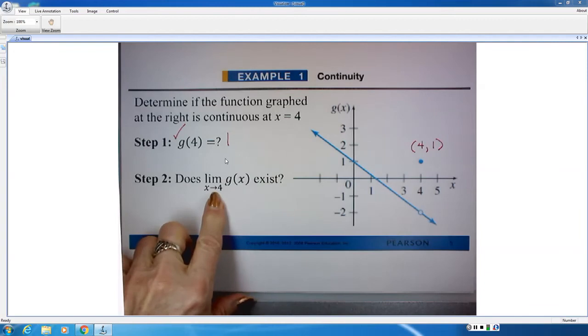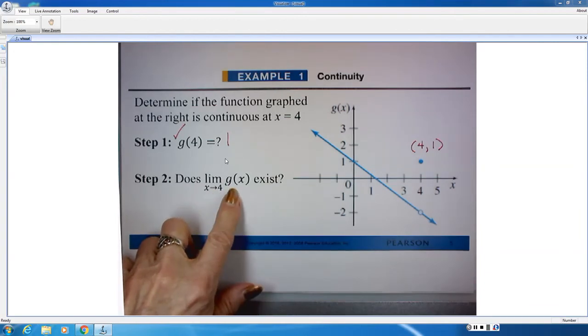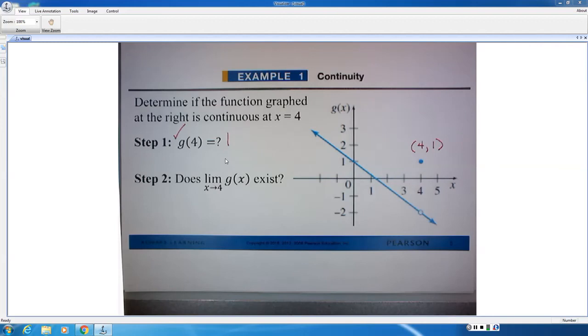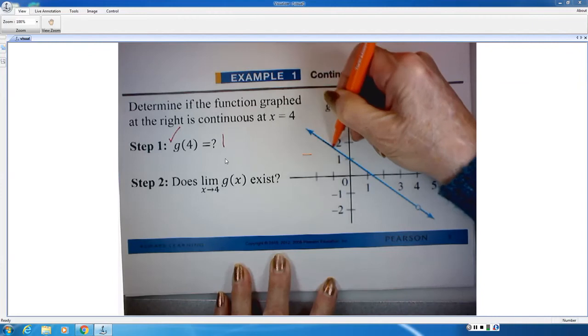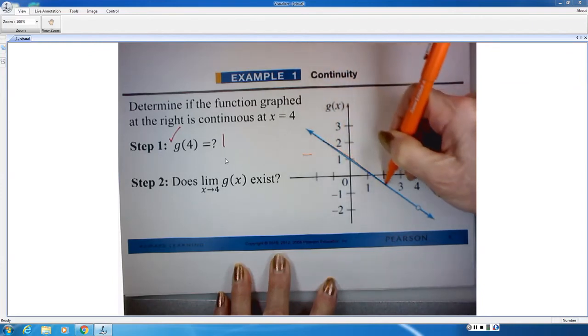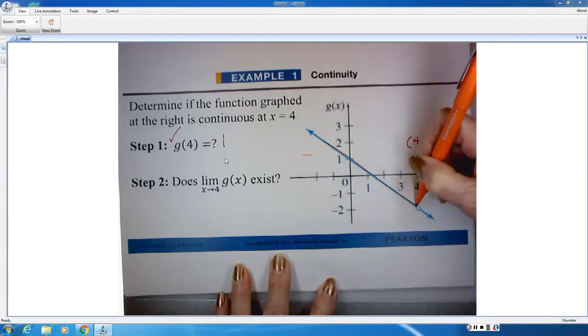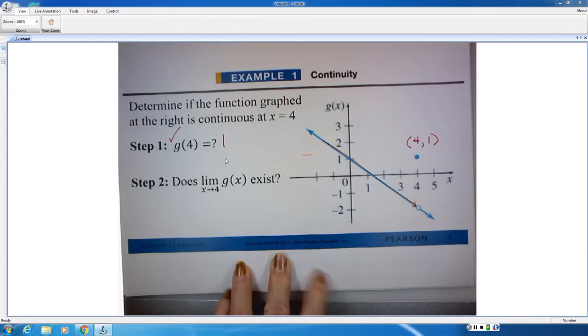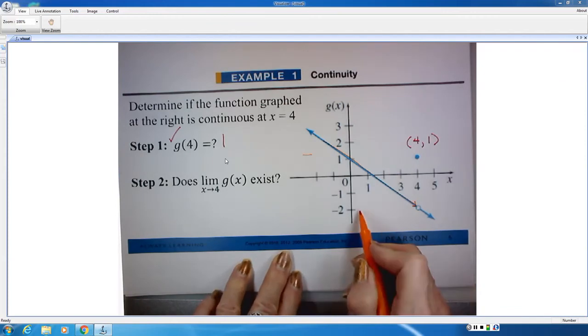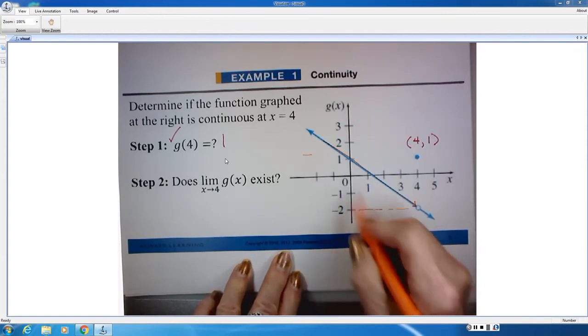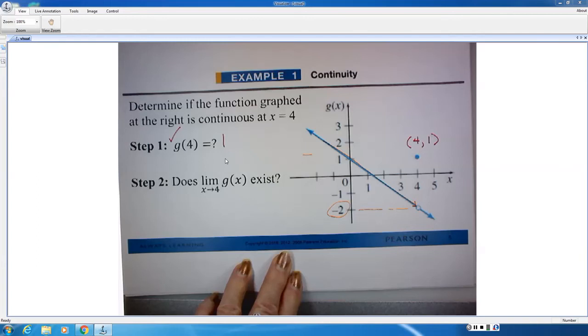Does the limit as x approaches 4 of g of x exist? Well, let's see. I'm going to approach from the negative, which means I'm going to follow g of x until I get really, really close to 4, and I see that what it's actually approaching is -2.